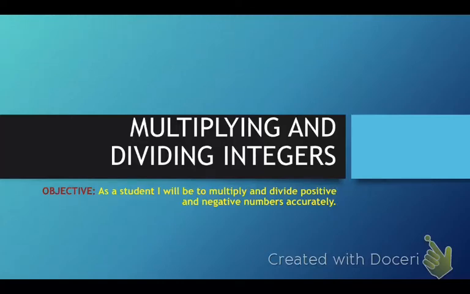7th grade math. Getting you ready for next year. Multiplying and dividing integers. That means multiplying and dividing positive and negative numbers. Your objective for this video is, as a student, you should be able to multiply and divide positive and negative numbers accurately. Our goal, show me that you can do it. You should be able to get 100% on your exit ticket. That means I want them all correct.